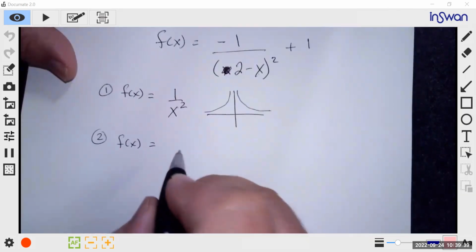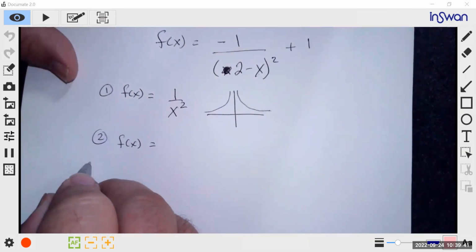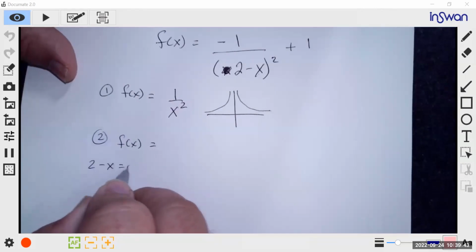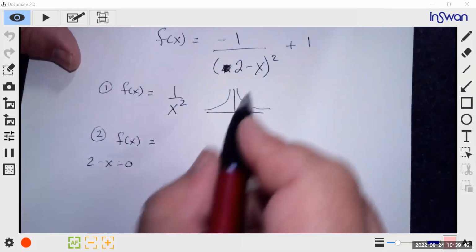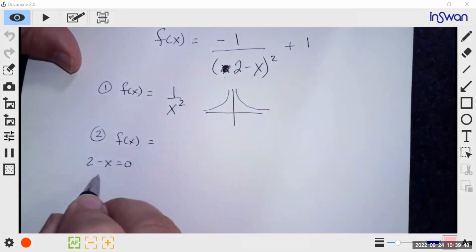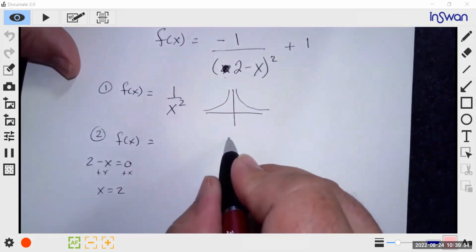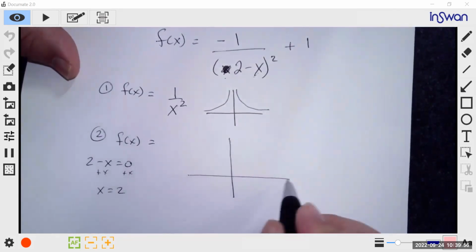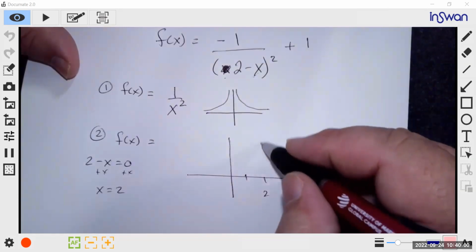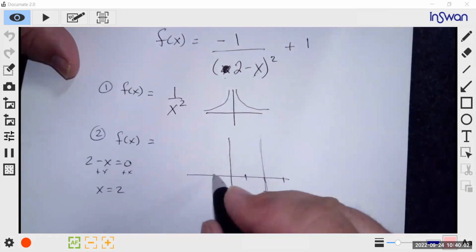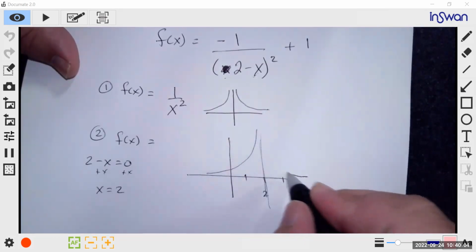What's the horizontal shift? Take what's inside the function, set it equal to 0. So I add x to both sides. So x equals 2. So it shifts to the right 2 spaces.